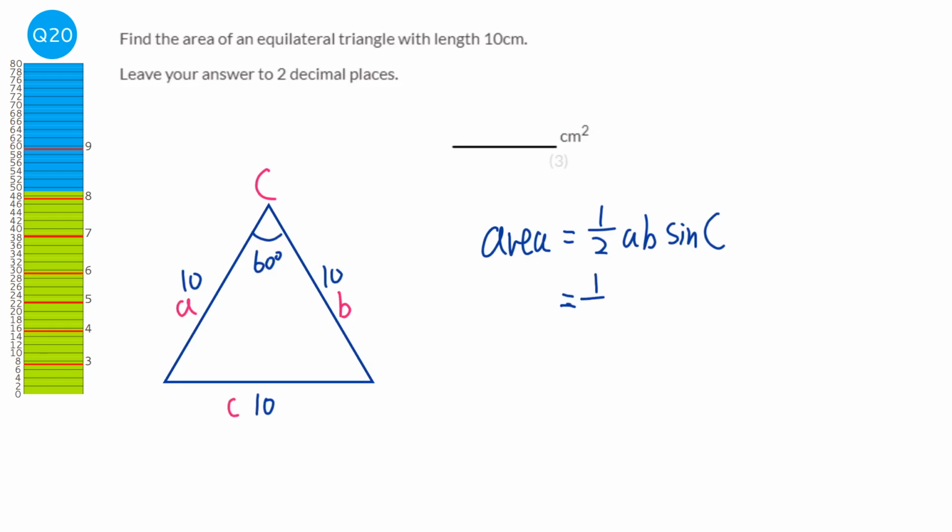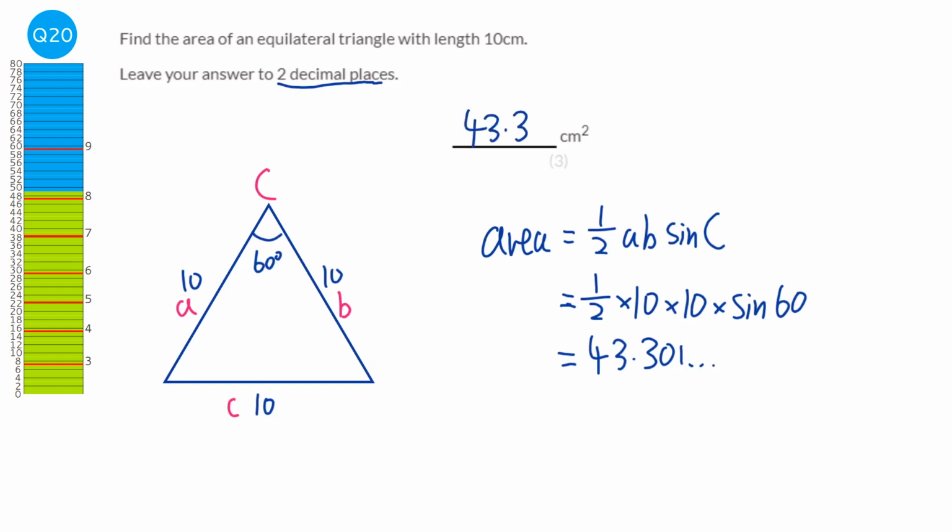So let's put that into our formula. Little a is 10, little b is 10, and sine c, which is 60. With a, b and c, it doesn't matter what you label a, b and c, as long as the angle is opposite the side with the same letter. The angles are all capital letters, the lengths are all lowercase. Okay, so let's put that into our calculator, and we get the answer of 43.301 blah blah blah. It says it wants it to 2 decimal places, so that is 43.3.